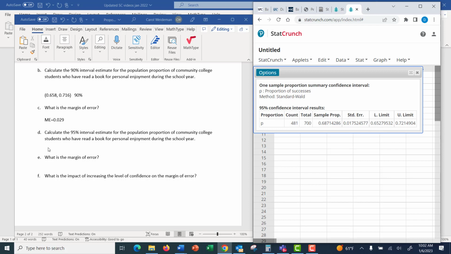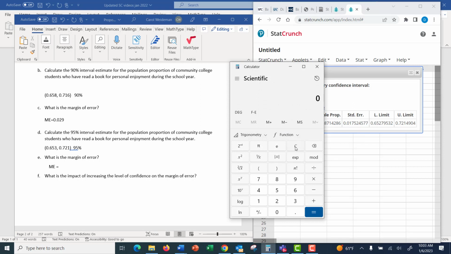So the lower bound here, let's go ahead and put this in here, is 0.653, and my upper bound is 0.721. Okay, and again, I'm going to type in here 95%. Now I want to find the margin of error for that interval. So again, what do I do? On my calculator, I'm going to take the upper bound minus the lower bound. So I'm going to take 0.721, and I'm going to subtract 0.653 and divide by 2. And so now my margin of error is 0.034.